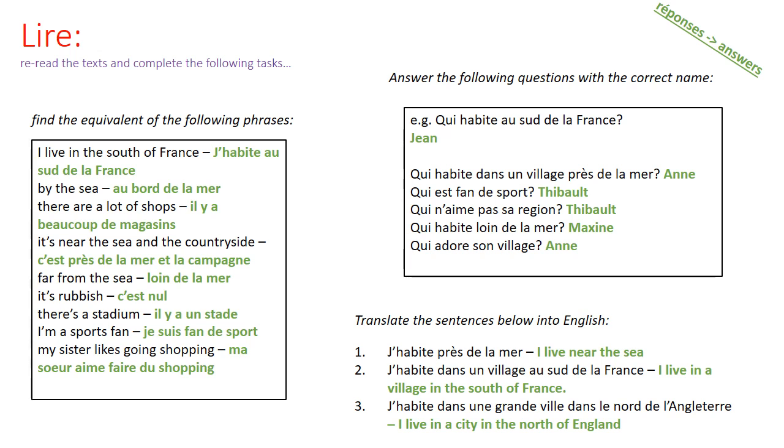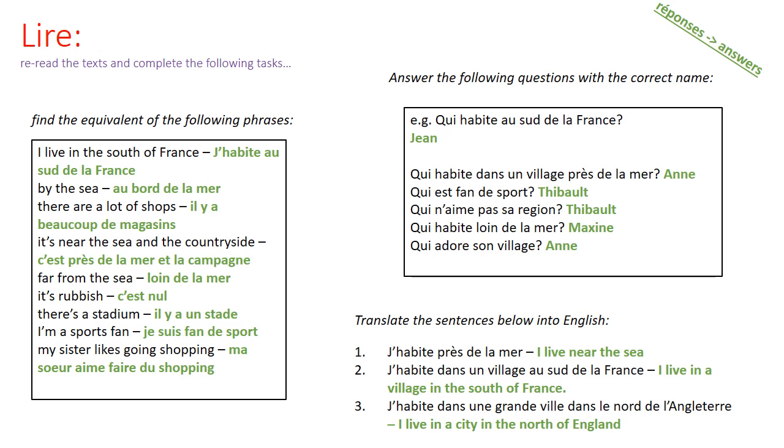There are a lot of shops. That's our good old friend beaucoup again popping up a lot. Il y a beaucoup de magasins. Yeah, there are a lot of shops. Give yourself a tick if you got that one correct. Next, it's near the sea and the countryside. C'est près de la mer et la campagne. Okay, so it's near the sea and the countryside.